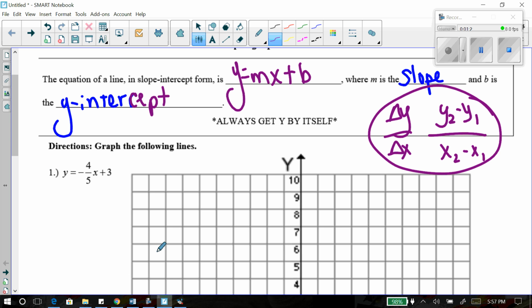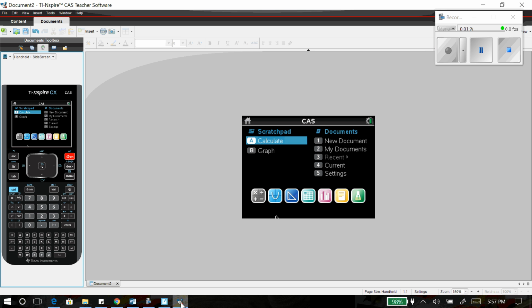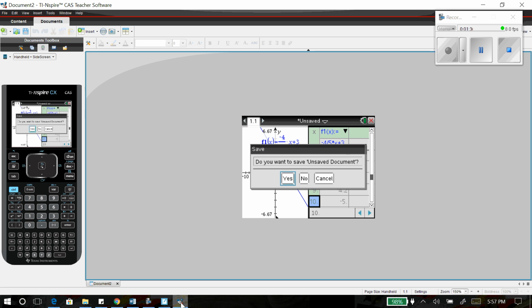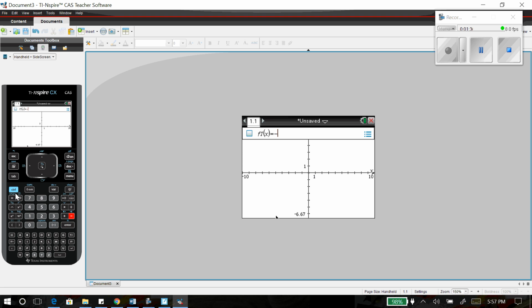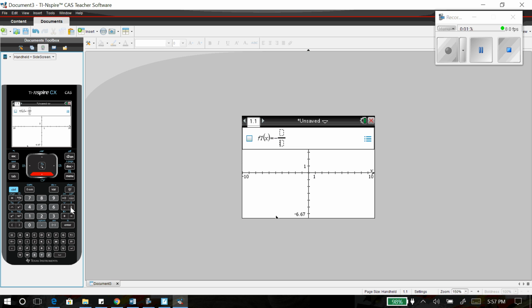Now if you remember, once y is by itself, it's super easy to graph this equation. We go to our calculator, go to a new document, don't save, add a graph, and type it in. So negative 4/5 x, oops, I messed up here, so I'm going to hit tab, and it should bring me back to it. So negative 4/5 x plus 3. Let me just double check that's correct.